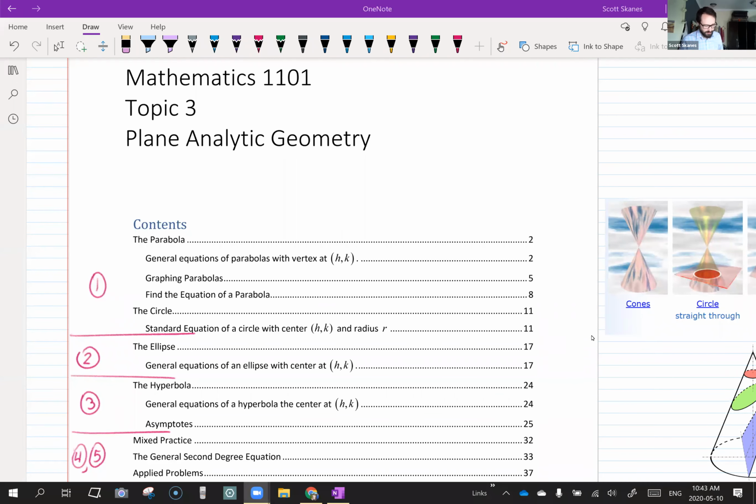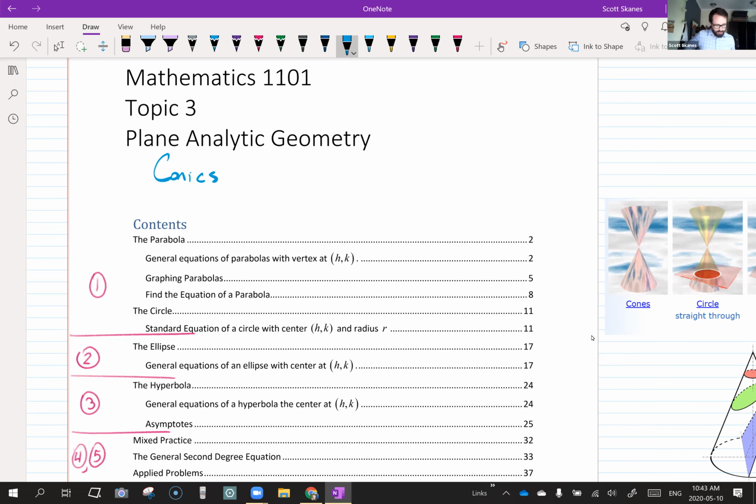So hello, everybody. Again, this is actually going to be called conics, or another word, conic sections.